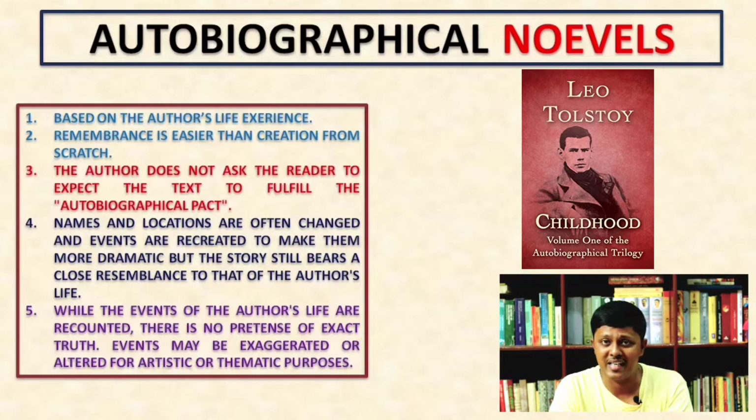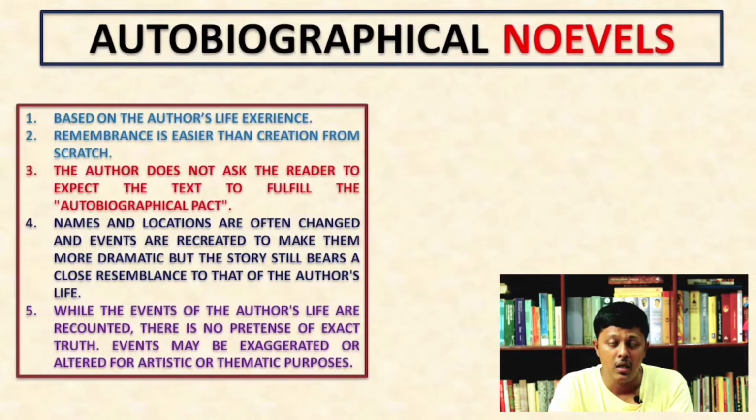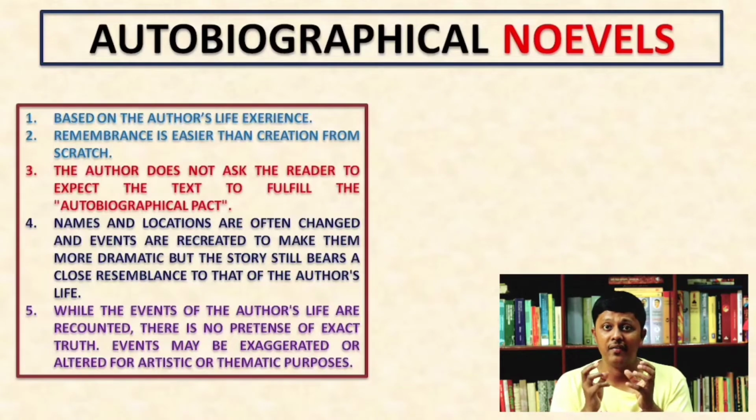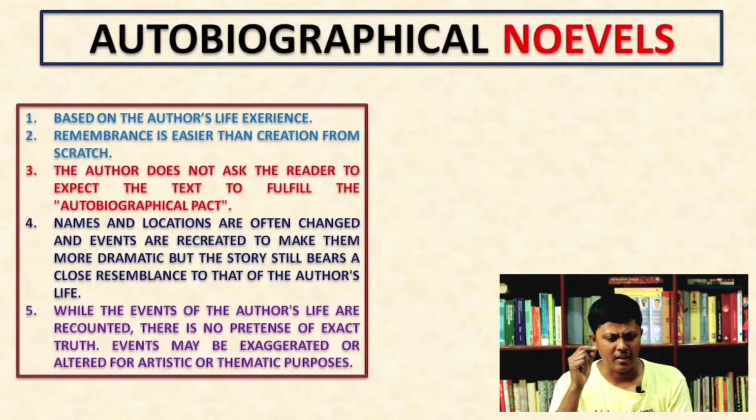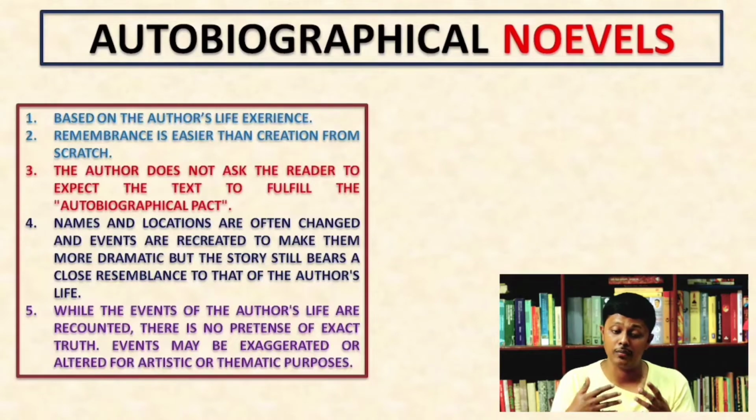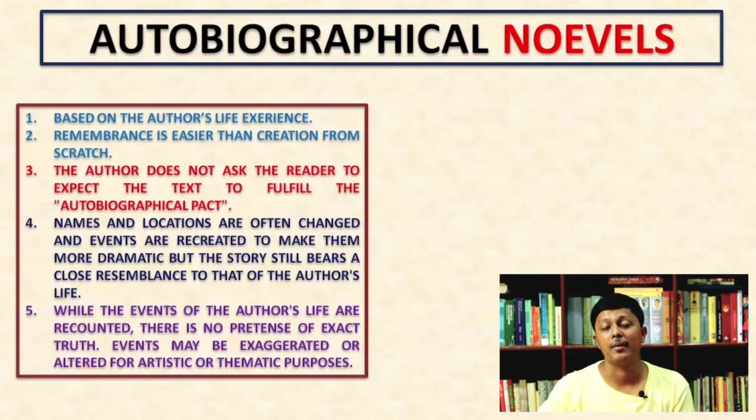Definitely names and locations are changed, because in an autobiographical novel you cannot expect the real names, and you need to create something different. It is not just autobiographical factors or pact or elements that are simply given in a novel. You have to make it interesting, and therefore names and locations are often changed. Events are recreated for the same reason. While the events of the author's life are recounted, there is no pretense of exact truth. Events may be exaggerated or altered for artistic or thematic purposes.